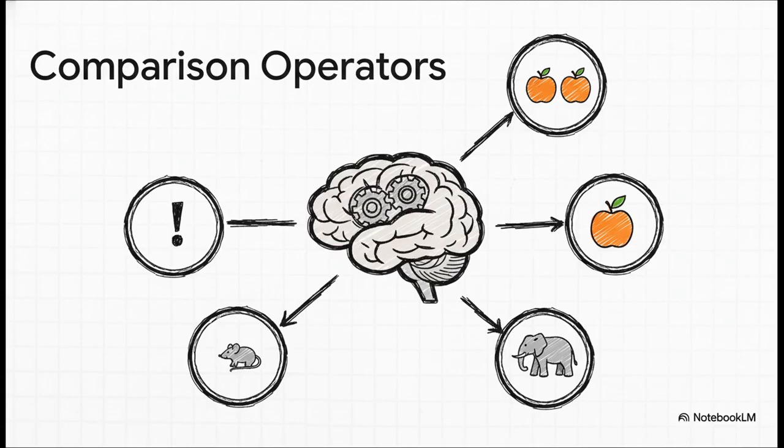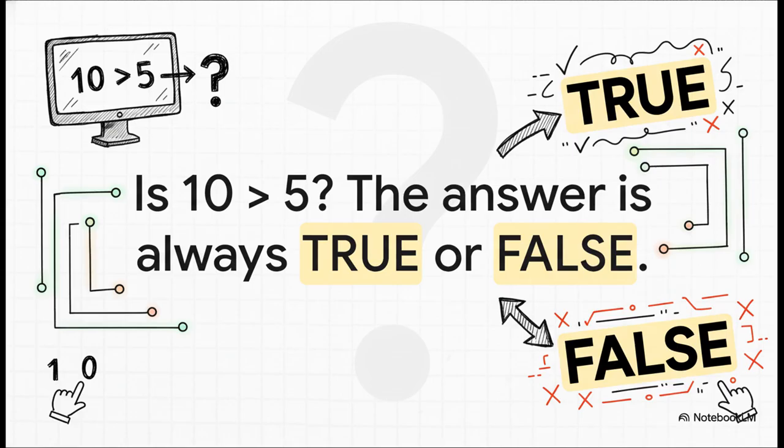And this whole question-asking thing goes way beyond just, are they equal? We can ask if they're not equal, if one thing is bigger than another or smaller. These are our comparison operators, and they are the absolute heart of all decision-making in code. So when we ask the computer a question like, hey, is 10 greater than 5? It doesn't give some complicated answer. Its world is totally black and white. It only knows two words, true or false. And that simple yes or no logic is the foundation for every complex decision a program ever makes.